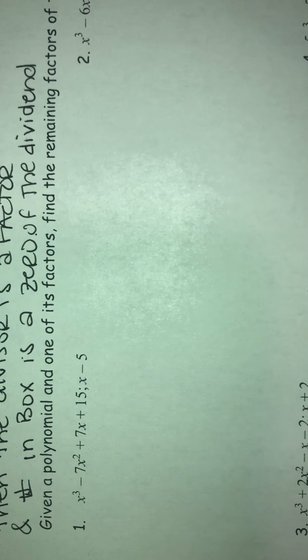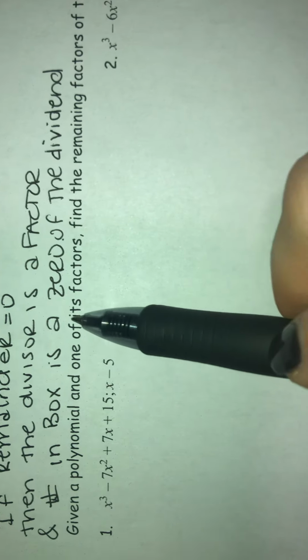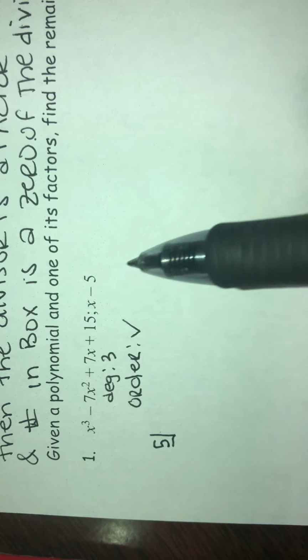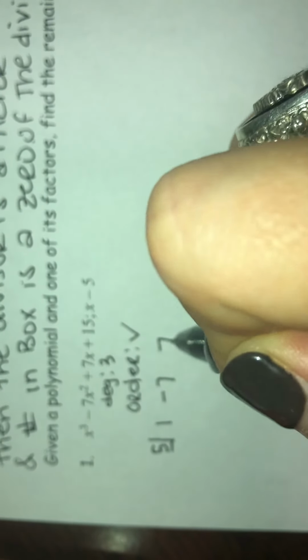If you look at number 1, we're going to synthetically divide to see if the remainder is 0. I have to check that my degree is 3. It's in the right order, so that means I can set up synthetic division. I'm putting 5 in the box because the divisor is x minus 5. My coefficients are 1, -7, 7, and 15.